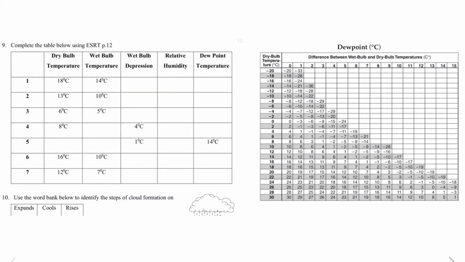Hi, it's Mr. Jensen. Today I'm going to go over how to find the dew point temperature when you are given a dry bulb temperature and a wet bulb temperature. So unfortunately we're not in class. In class we would use something called the Sling Psychrometer.